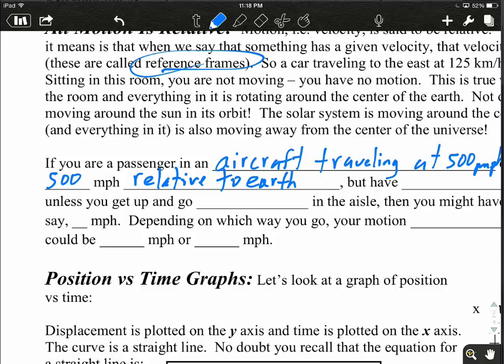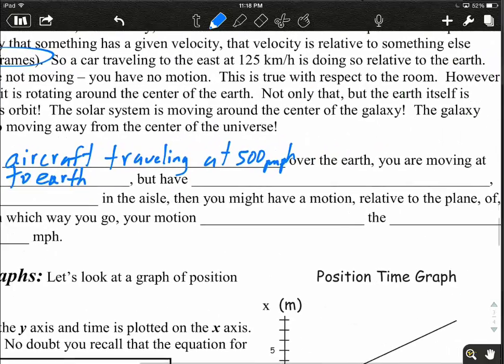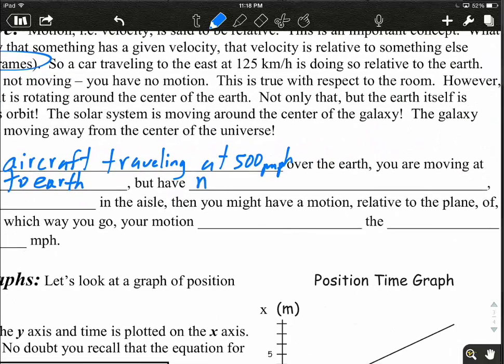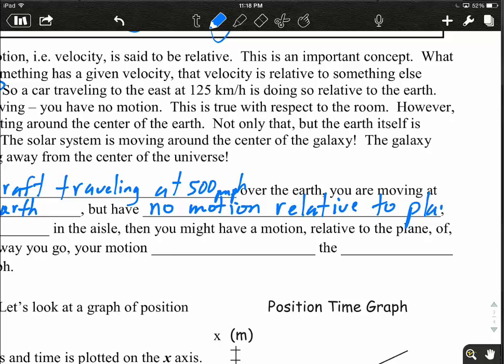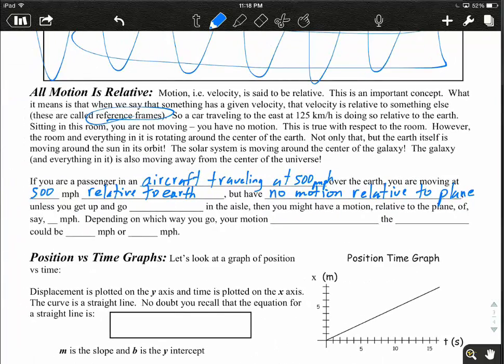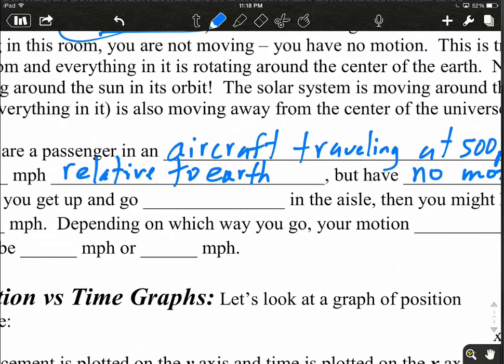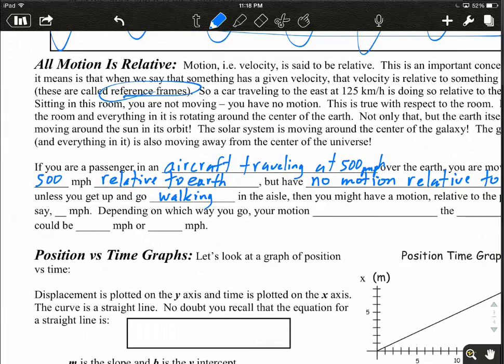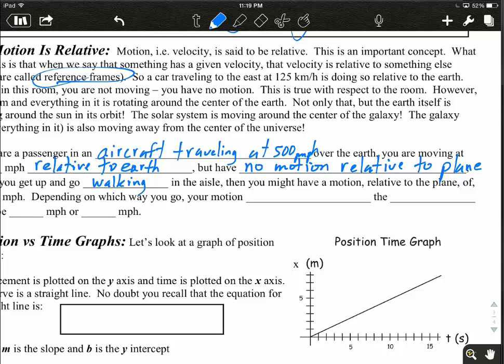But what about that guy that's sitting in the plane next to you? What are you traveling relative to him? Relative to him, you're not moving. So you would have no motion relative to the plane. So it depends on your frame of reference. Right now you could have no velocity relative to the plane, unless you get up and go walking in the aisles. Now all of a sudden you do have a velocity relative to the plane.